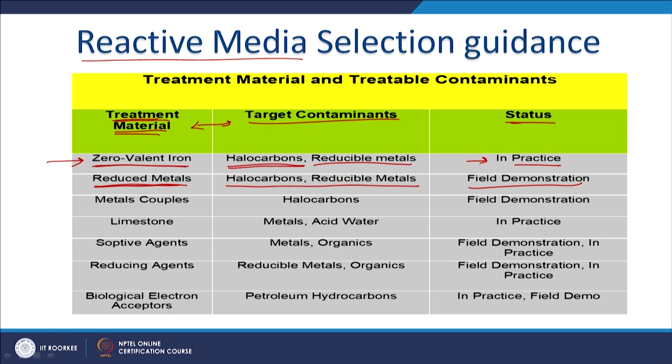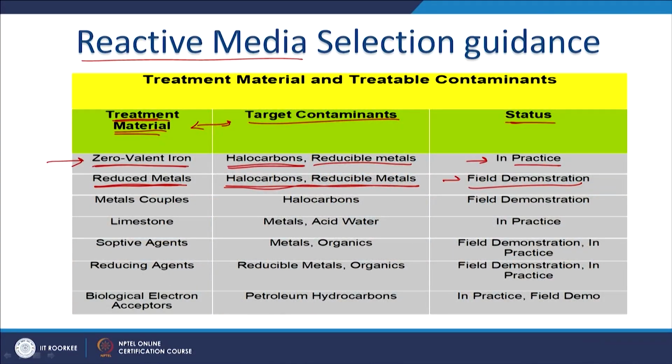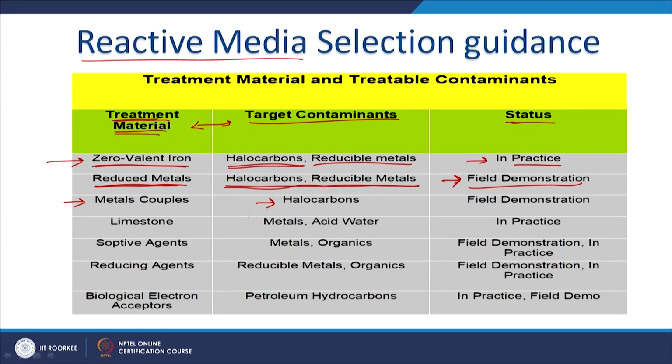Similar to the case of zero valent iron, a good example or good case of being able to reduce oxidized contaminants. So that's what we have here, hydrocarbons or halocarbons, pardon me, and reducible metals, right? Halocarbons or chlorinated solvents, good example. But here, as you see, the feasibility is still in question. That's why it is mentioned here as field demonstration, as in pilot scale studies have been done, but they are not yet put into full scale use. So metal couples typically for halocarbons, and again, only for field demonstrations.